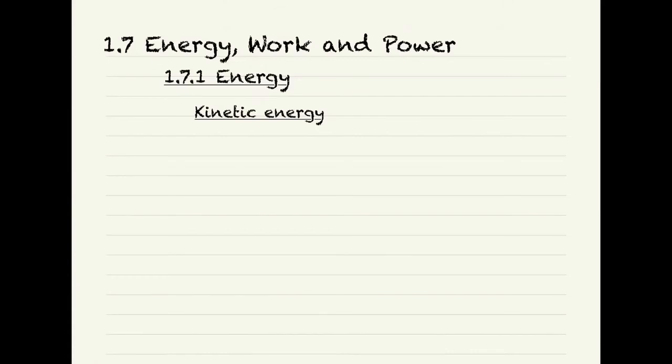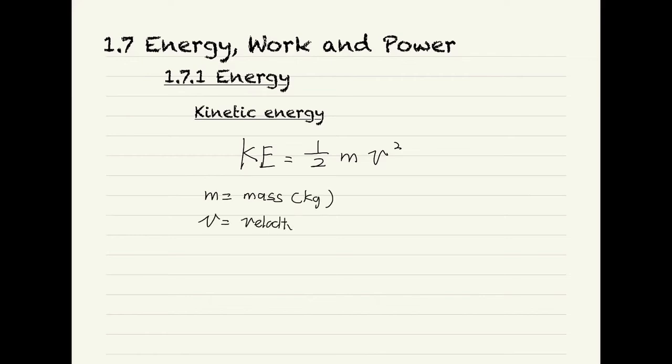The next one is kinetic energy. KE equal to half mv squared. M is mass, kg. V is velocity, meter per second. KE is kinetic energy with unit J, joules.